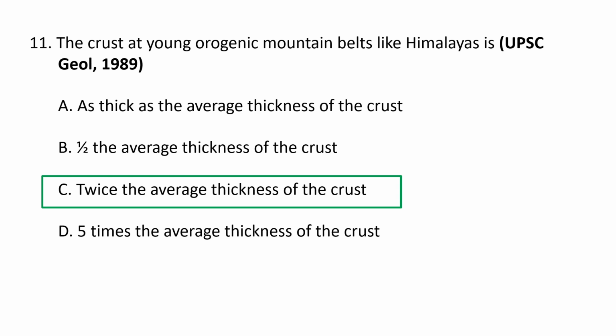In the Himalaya Tibet region, the crust has reached about 75 to 80 kilometers thickness, which is double the normal thickness. High topography along mountain belts usually accords with crustal and lithospheric thickening. Most mountain ranges are the result of plate collision processes at convergent plate margins. So we can see twice the average thickness of the crust along young orogenic belts like Himalayas. So C is the correct answer.